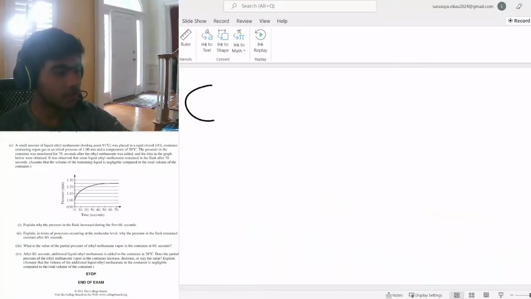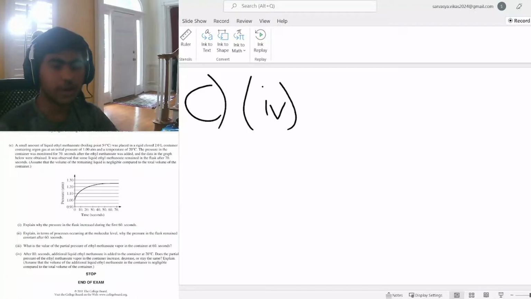Alright, we have part 4 of part C. After 80 seconds, additional liquid ethyl methanoate is added to the container at 20 degrees Celsius. Does the partial pressure of the ethyl methanoate vapor in the container increase, decrease, or stay the same? And we're asked to explain. Again, we're told that the volume of the additional liquid ethyl methanoate in the container is negligible compared to the total volume of the container. So essentially, that part is not changing.